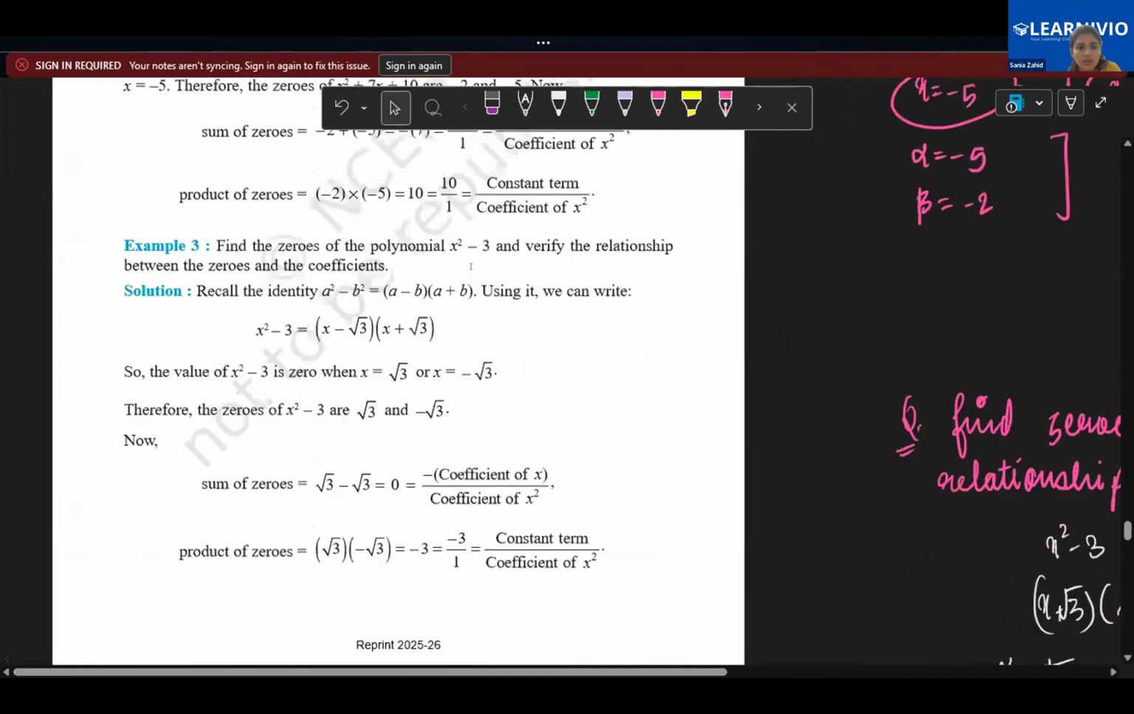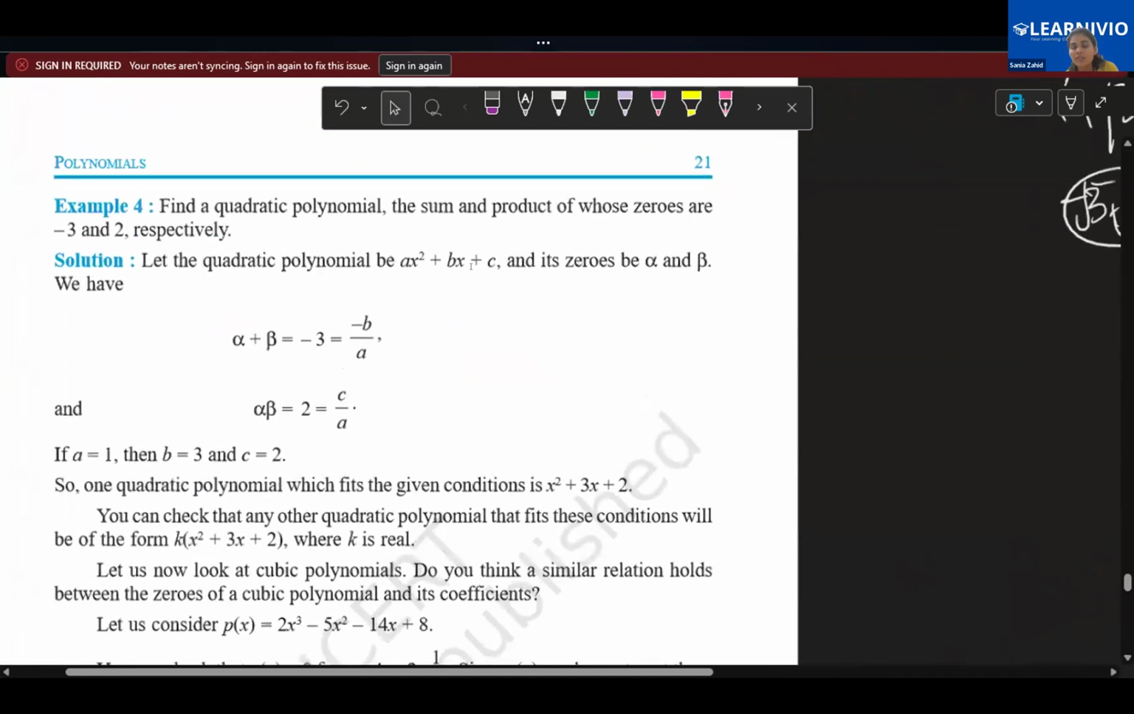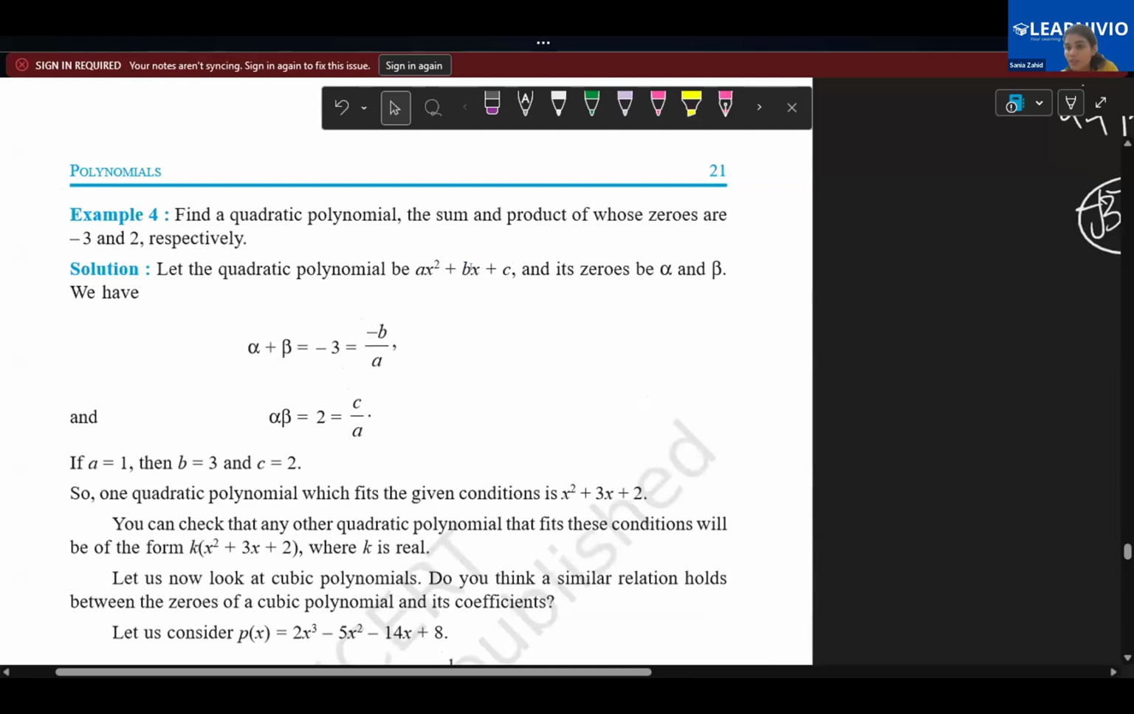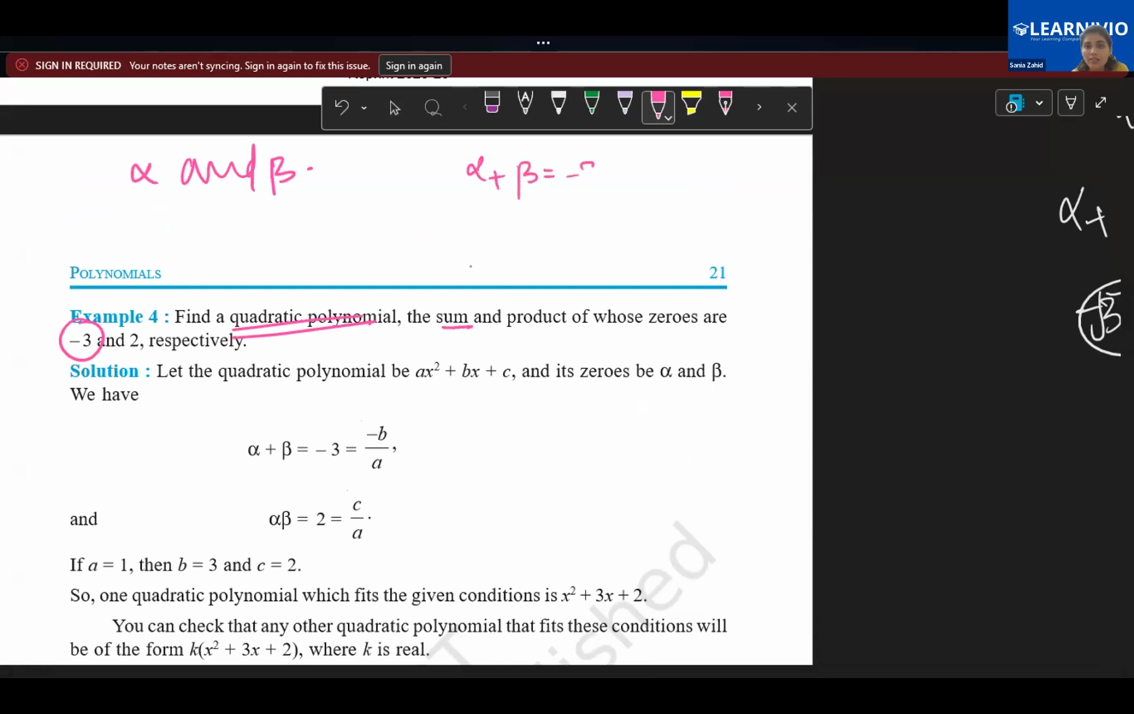Children, now the question is, let's suppose find a quadratic polynomial. The sum and the product of the zeros are minus 3 and 2 respectively. Earlier the question was that they were giving you the polynomial and the relationship and telling you to verify it. Now they've not given you the polynomial, but they've given you the sum and the product of the zeros. So we know that for a quadratic polynomial, there are two zeros, alpha and beta. What is given to us is the sum is minus 3. That means alpha plus beta is minus 3. And what is the formula for alpha plus beta?